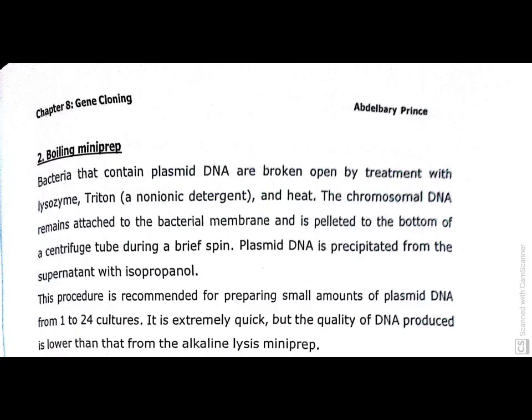Boiling mini-prep. Bacteria that contain plasmid DNA are broken open by treatment with lysozyme, Triton, an anionic detergent, and heat. The chromosomal DNA remains attached to the bacterial membrane and is pelleted to the bottom of the centrifuge tube during a brief spin. Plasmid DNA is precipitated from the supernatant with isopropanol. This procedure is recommended for preparing small amounts of plasmid DNA from 1 to 24 cultures. It's extremely quick, but the quality of DNA produced is lower than from the alkaline lysis mini-prep.